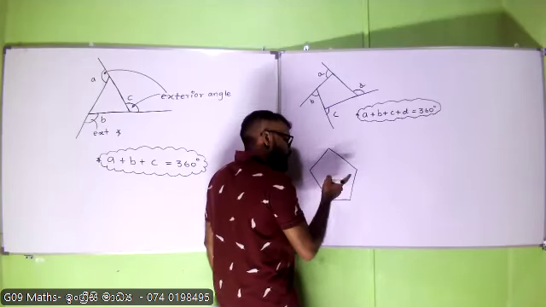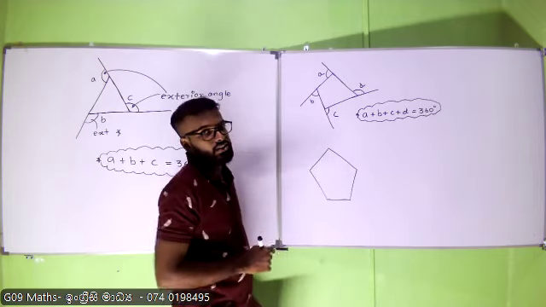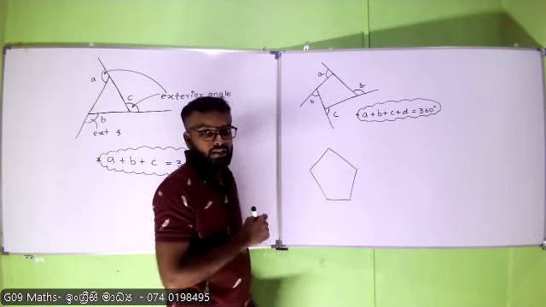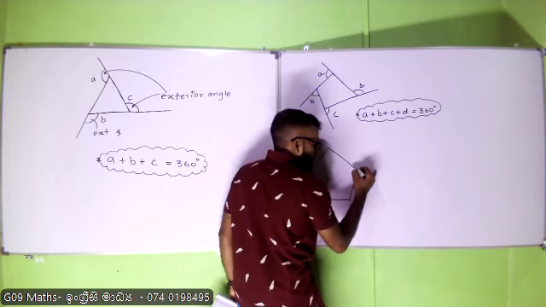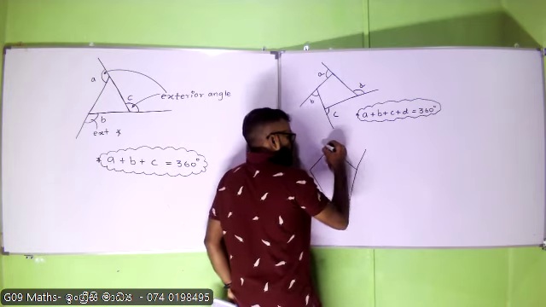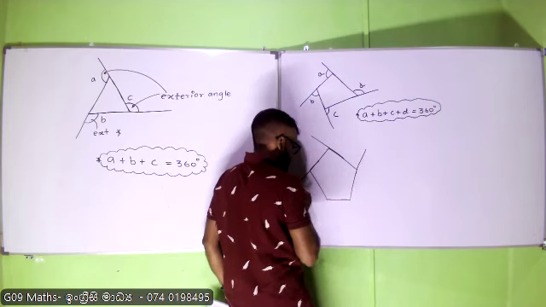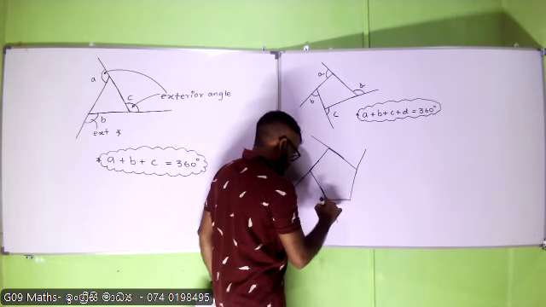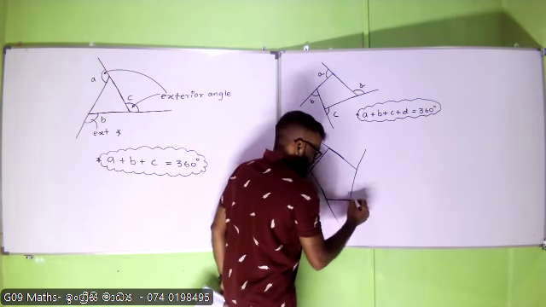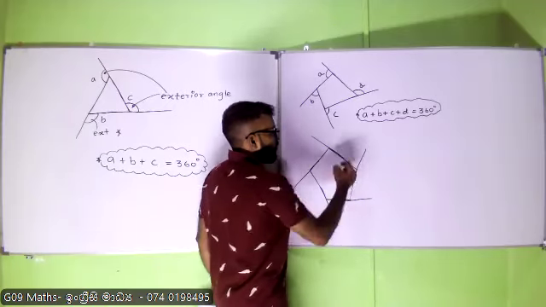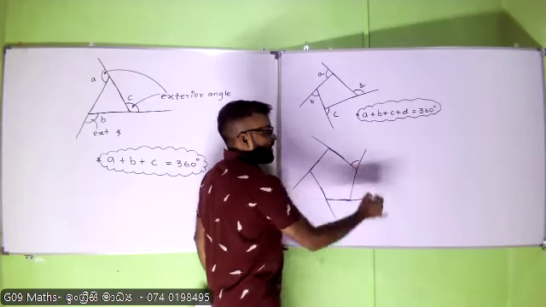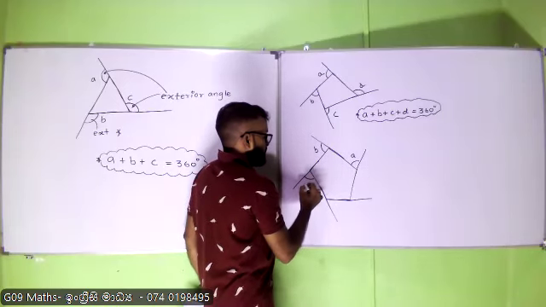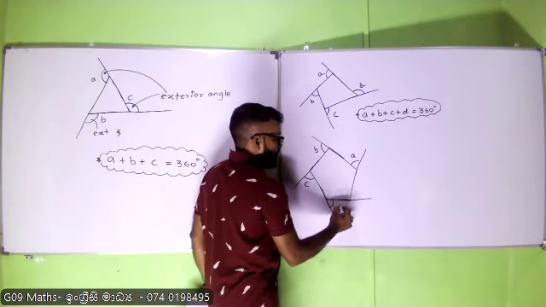So I'm going to produce my 5 sides so that they form exterior angles. This side I will produce up to here, this side up to here, this side up to here, and this side too. So this is one of the exterior angles, A. This one is B. This one is C, D, E.